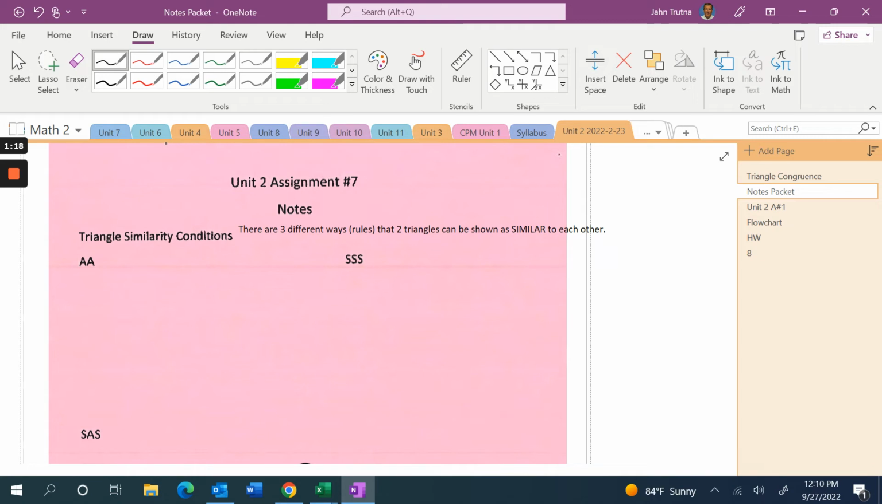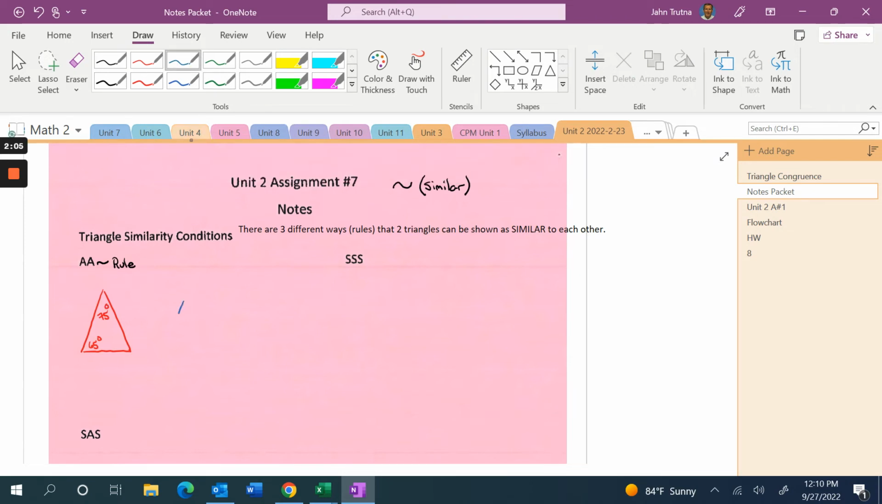So we call this the AA similar rule. Remember that symbol, that squiggle symbol means similar. That's the symbol mathematicians use for when shapes are similar to one another. Okay? So, we have a red triangle. The bottom left angle of the red triangle is 65 degrees. The top of the red triangle is 75 degrees.